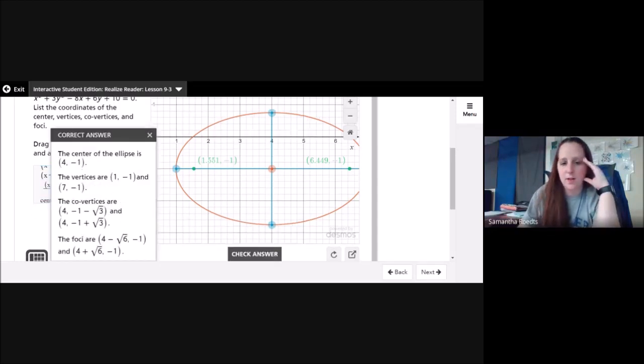So 4, negative 1 is my center. Vertices are 1, negative 1, and 7, negative 1. And co-vertices are 4, negative 1 minus the square root of 3, and 4, negative 1 plus the square root of 3. And then my foci are at 4 minus the square root of 6, negative 1, and 4 plus the square root of 6, negative 1.